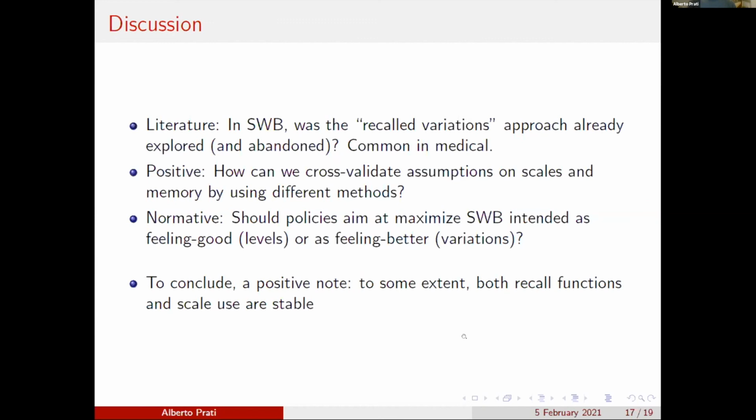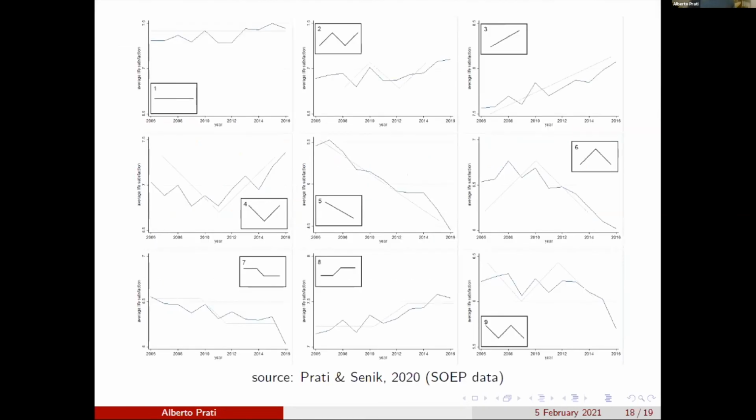And just to conclude, I would like to give you a positive note. We actually checked the joint consistency of scale shifting and recall using the SWB data. So with Claudia Senik, we looked at how people reconstructed their past well-being over the past 10 years and how they reported over the past 10 years their life satisfaction. And quite interestingly, the two figures are pretty consistent, which actually supports the idea that to some extent, memory is not so bad and scale shifting is not so bad either.